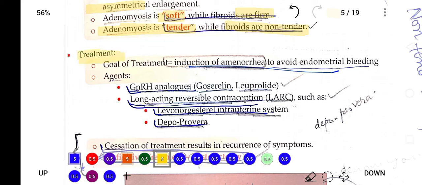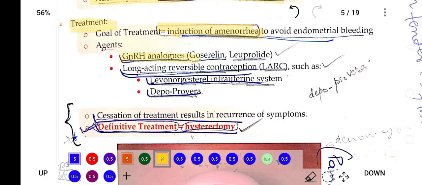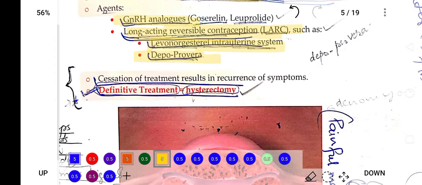Now the treatment of adenomyosis is induction of amenorrhea, meaning we have to induce amenorrhea by GnRH analogs and long-acting contraceptives like levonorgestrel and Depo-Provera. Surgical excision results in recurrence, and the definitive treatment is hysterectomy. Removal of the uterus is the definitive treatment for adenomyosis.